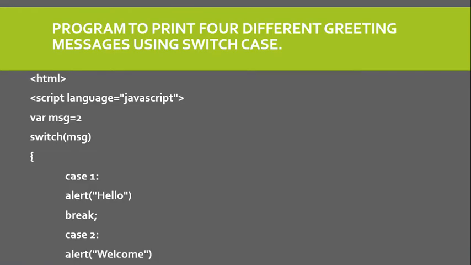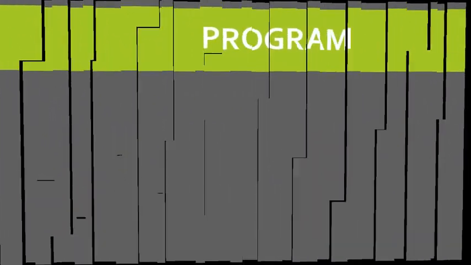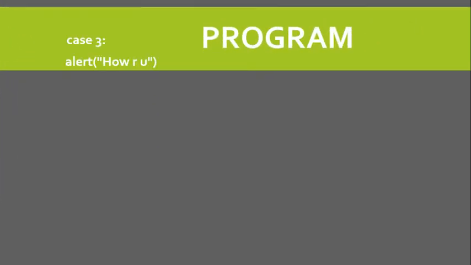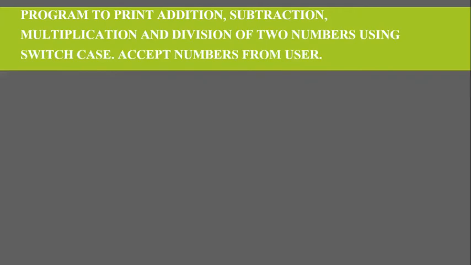Now see the second example. This is your first example, we have already studied. Then see the second example: a program to print addition, subtraction, multiplication and division of two numbers using switch case, accepting the numbers from the user. Here I give any number, so here we want input from the user.